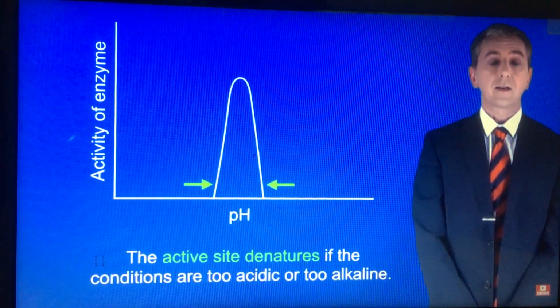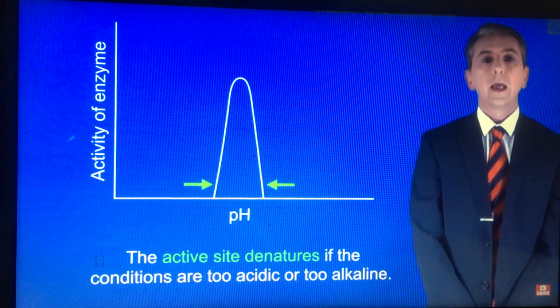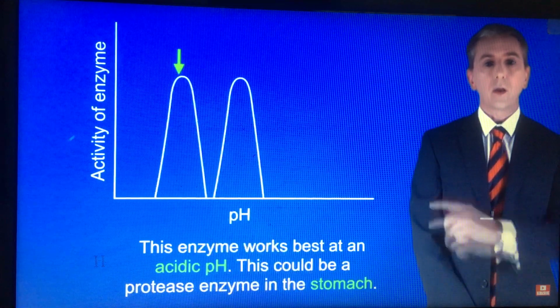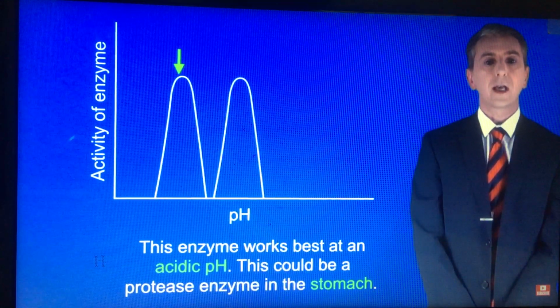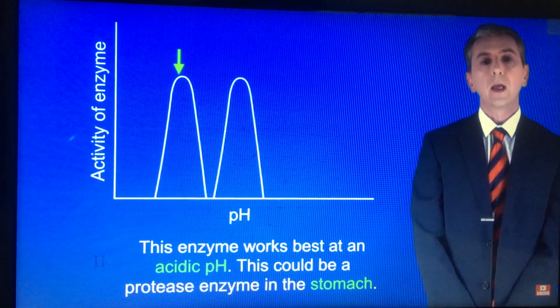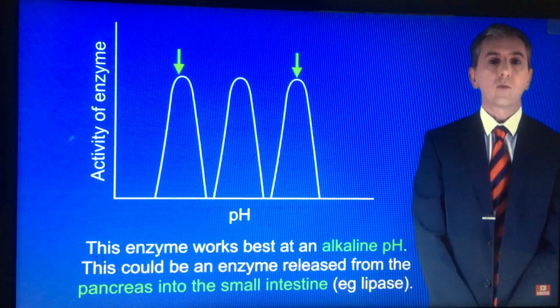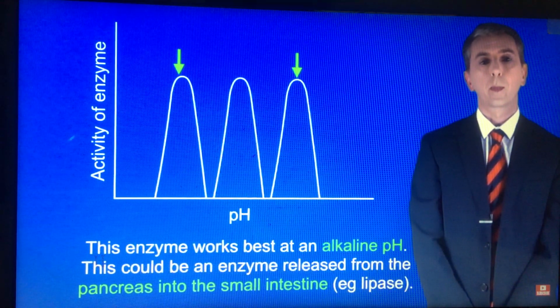That's because the active site denatures if the conditions are too acidic or too alkaline. Each enzyme has a specific optimum pH. So, for example, this enzyme works best at an acidic pH. This could be a protease enzyme in the stomach. This enzyme works best at an alkaline pH. This could be an enzyme released from the pancreas into the small intestine, for example, lipase.